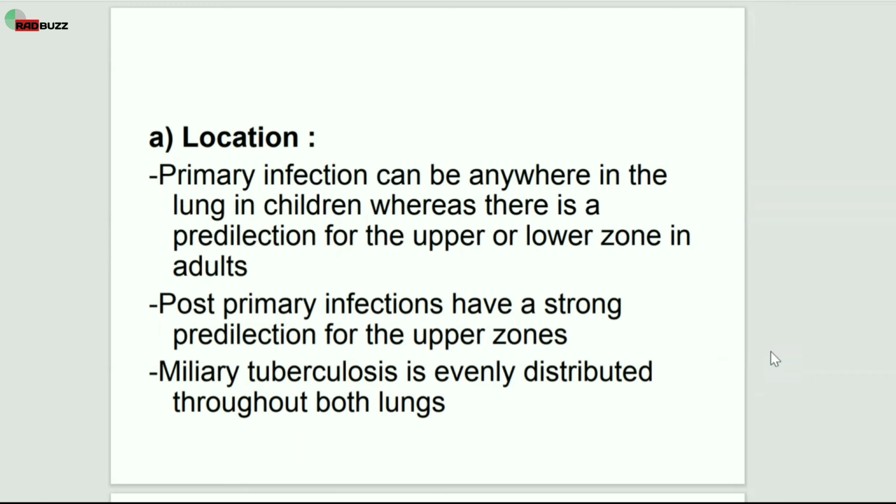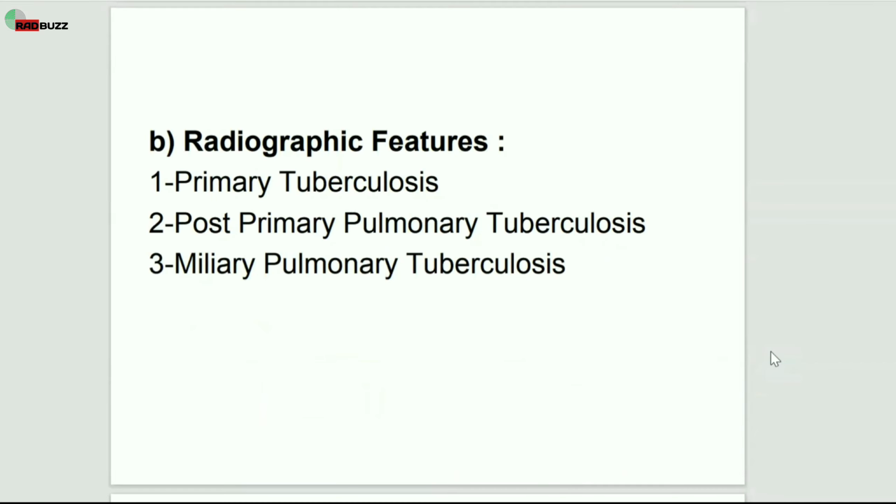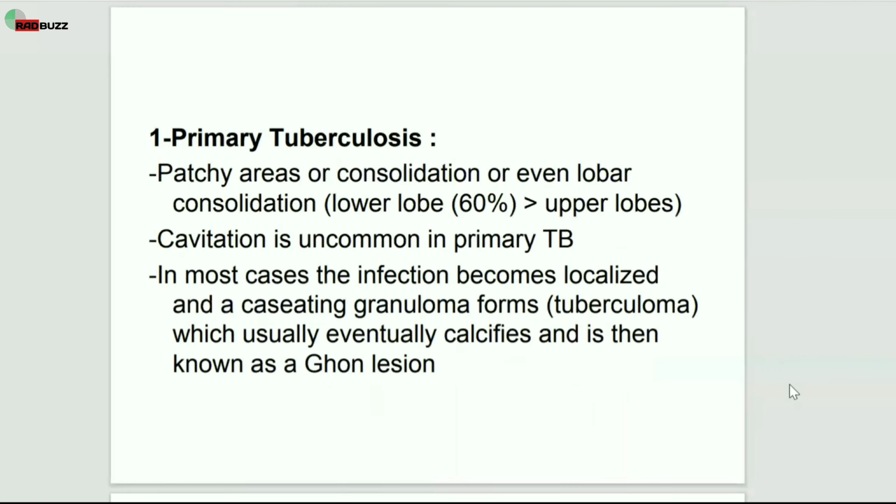It has a very peculiar pattern, miliary tuberculosis. Miliary metastases cannot be differentiated from miliary tuberculosis unless there's a history. So we have these three different radiographic features: primary tuberculosis, post-primary TB, which is reactivation TB or recurrence of tuberculosis, and miliary pulmonary tuberculosis.